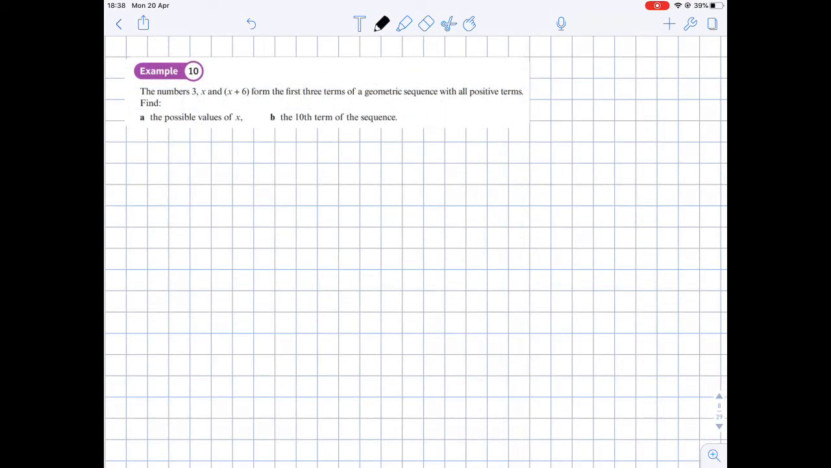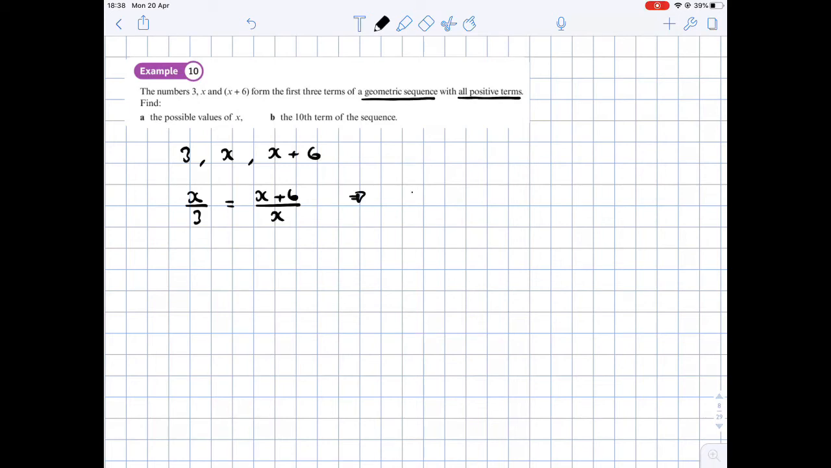Now to example 10. Here we have a sequence 3, x, x plus 6, and we are told that it is geometric. And we're also told that all of the terms are positive. Now remember, in a geometric sequence, the common ratio is defined as one term divided by the preceding term. Well, that means that's the same as x plus 6 divided by x. So one term dividing by its preceding term.